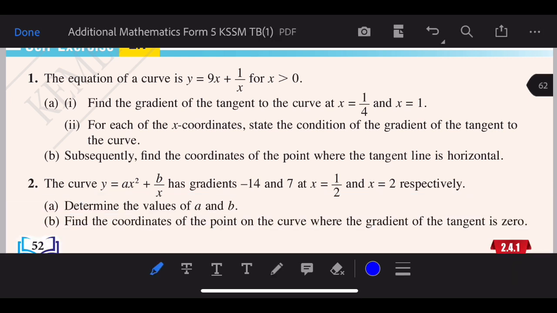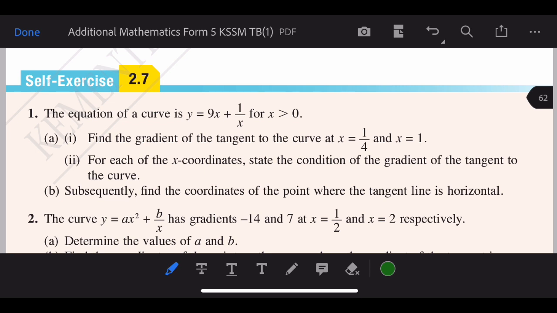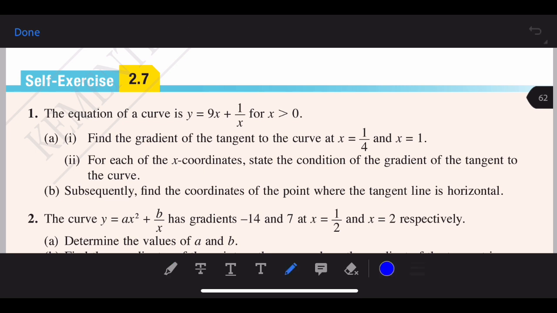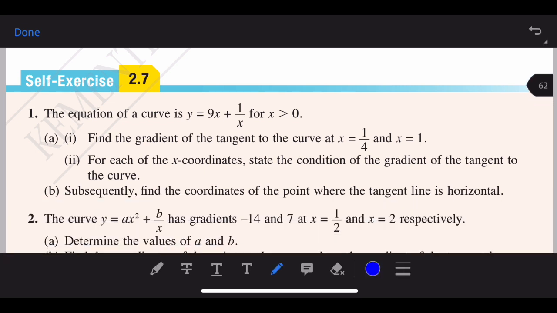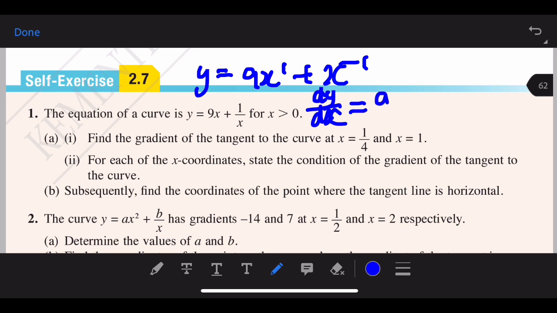So now let's do one question. So you'll find the dy dx. Do you know how to find dy dx? You know, right? So this is actually, we change to 9x plus x to the power of negative 1, right? So if you do dy dx, you get 9 minus x to the power of negative 2, right? Okay, so then you try to convert to the simplest form before you substitute x equal to 1 over 4 and x equal to 1. Then you get the answer.